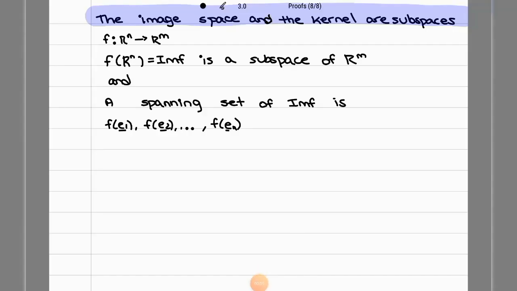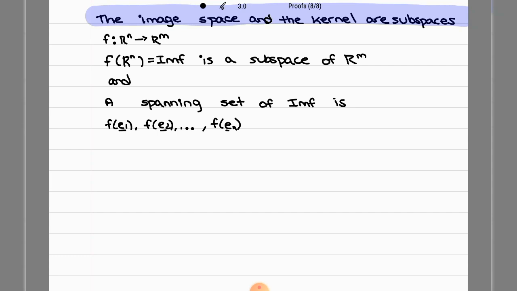For these theorems, we need to use the definition of a subspace to prove that both the image space, which essentially is the range of the function, and the kernel, which is the set of solutions of the homogeneous system, are both subspaces. So the first part of the theorem is about the image space, and it says that if we have a function that goes from Rn to Rm, the image space, which again is basically the range, all the possible outputs of the function, is going to form a subspace.